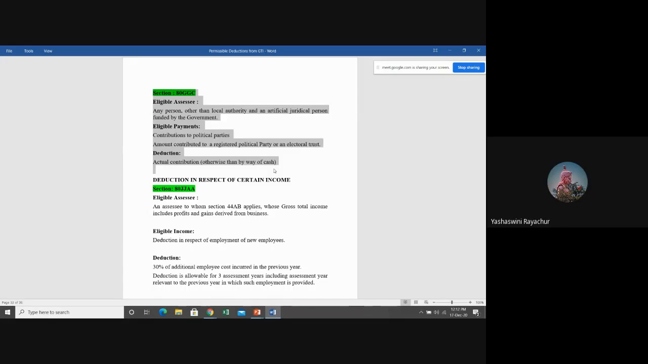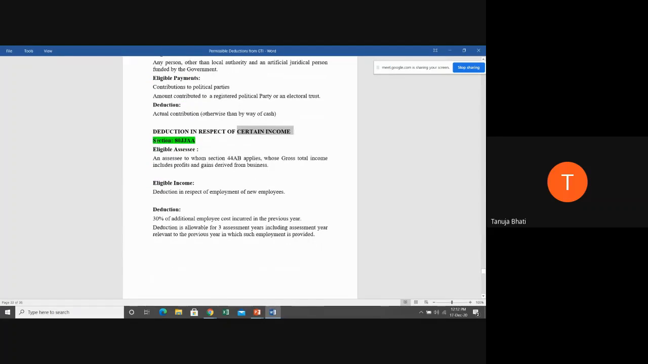Yes, ma'am. Okay, now let us move ahead to the next section, that is deduction in respect of certain incomes. When I say certain incomes, it means the deduction is given when you are receiving some income from some source. Till now we saw deductions for payments or contributions that are made, that donations that are made. But now we will be seeing deductions that you will get on certain income.